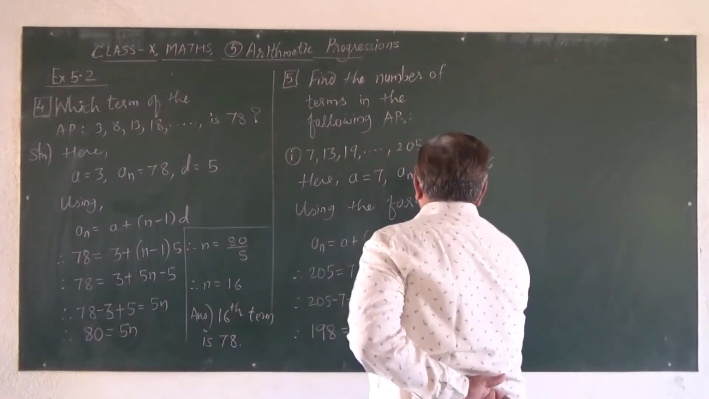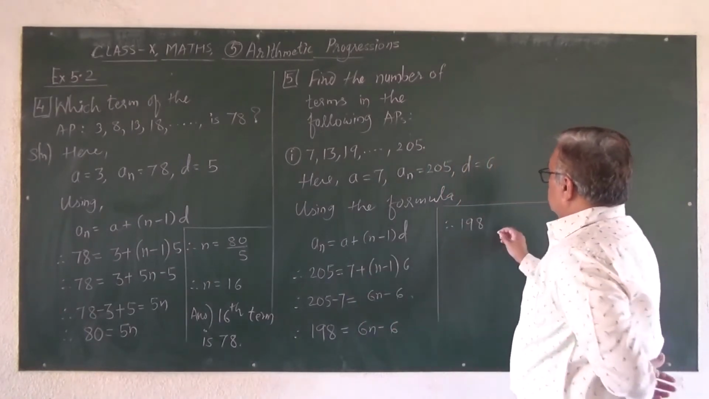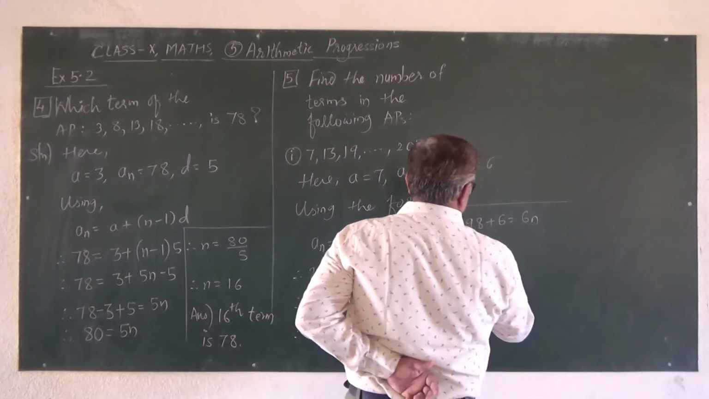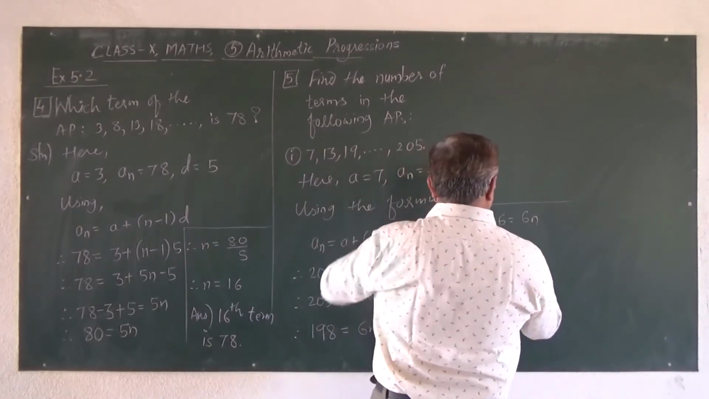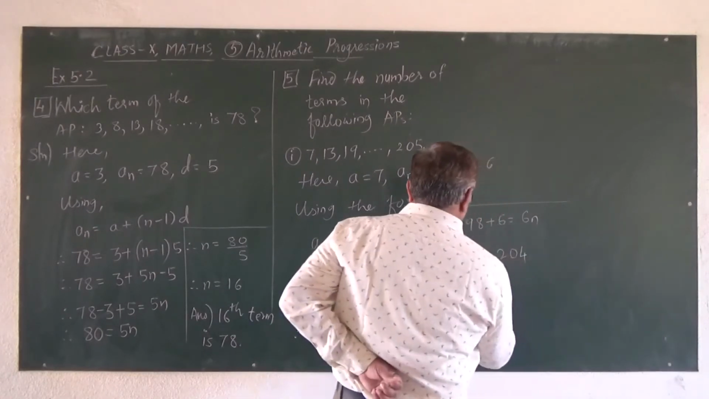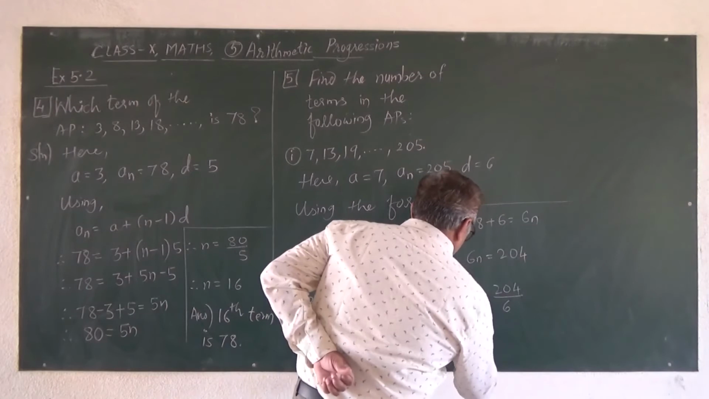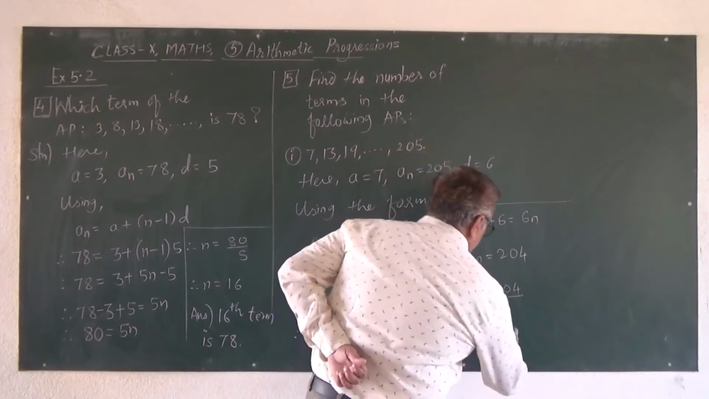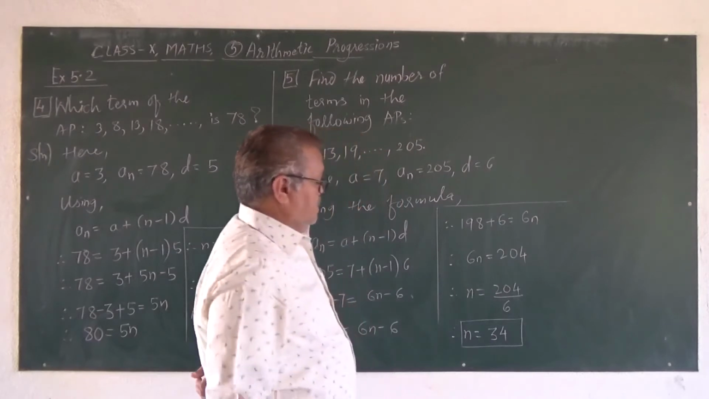Okay, let us see. So therefore 198, take minus 6 on the left side, is equal to 6n. So therefore 6n is equal to 198 plus 6. Okay, so that will be 204. So therefore n is equal to 204 divided by 6. So divide: 6 3s are 18, remainder 2, and 6 4s are 24. So n is 34.